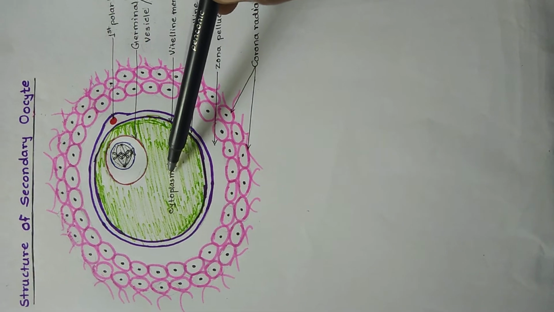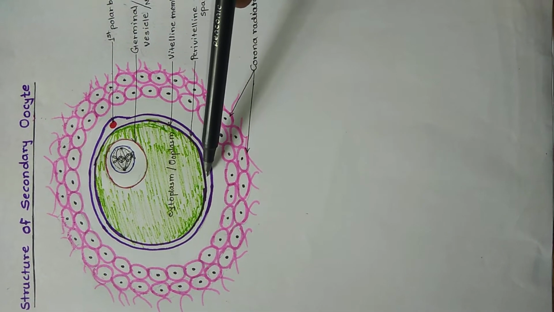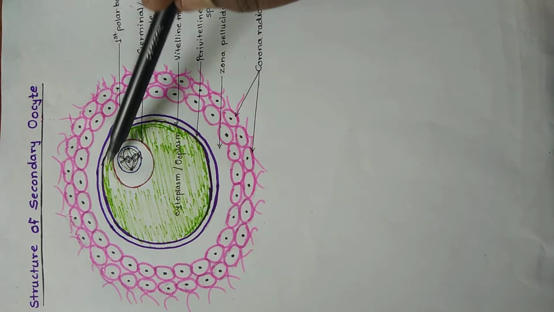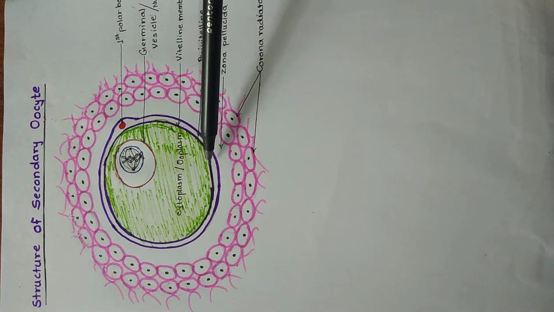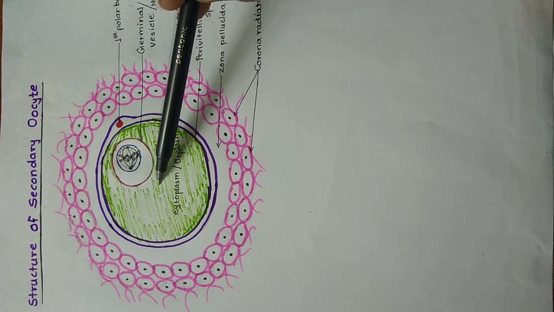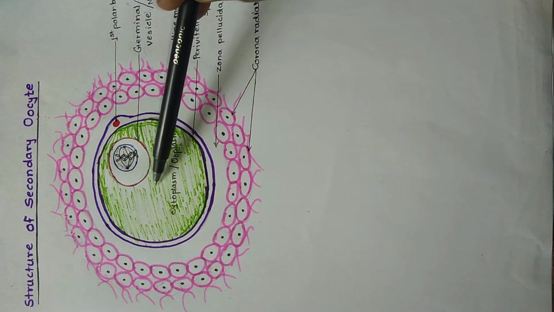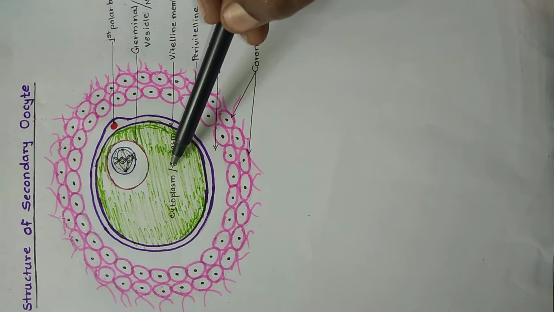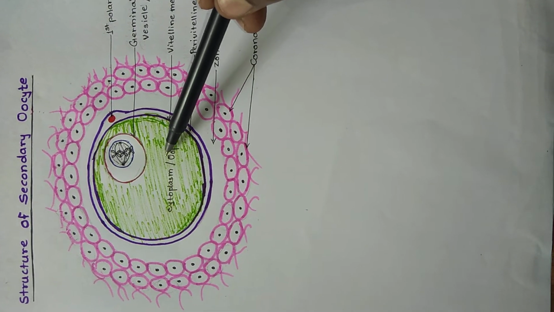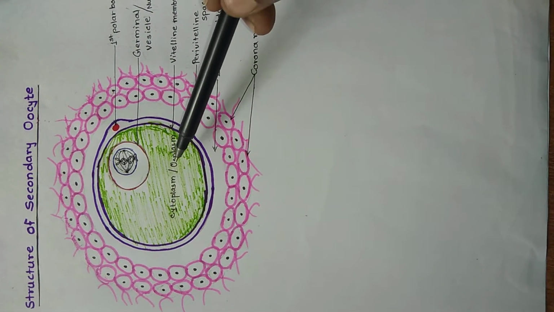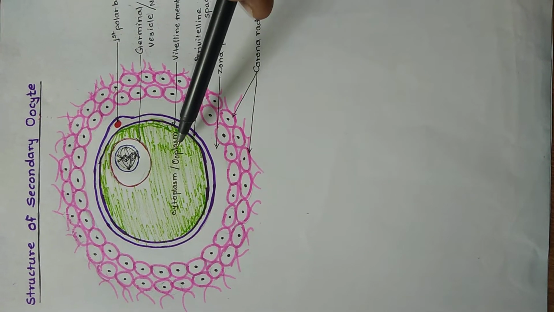The cytoplasm is divided into two parts, the ectoplasm and the endoplasm. The ectoplasm is granular and contains cortical granules, and the inner one, the endoplasm, is clear. The secondary oocyte in humans, or the human egg, is microlecithal type.